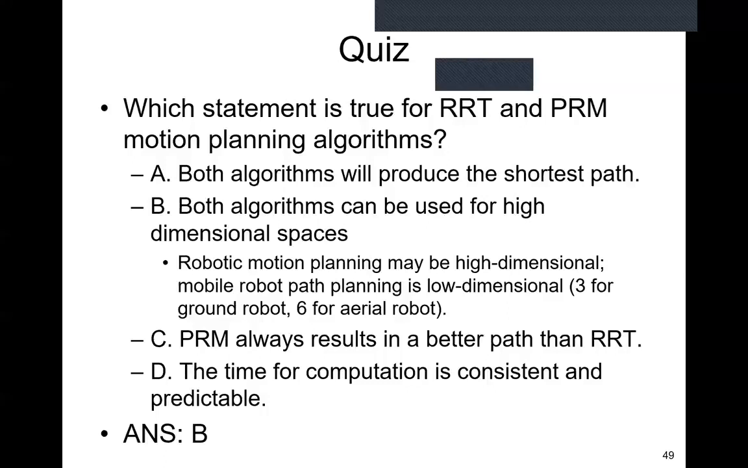PRM always generates a better path. That's not true. And D, the time for computation is consistent and predictable. That's also wrong. It's unpredictable.